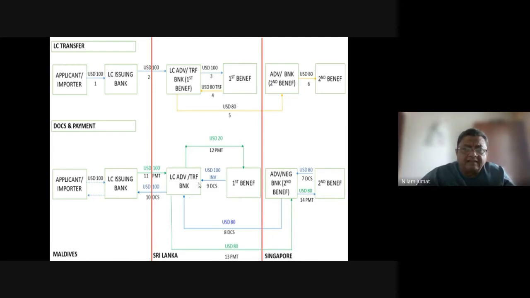But in the LC, who is the beneficiary? Whose invoice is the LC calling for? What is the invoice that Ali wants? Ali wants the invoice of Banda.